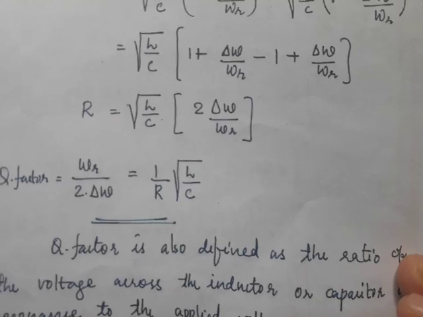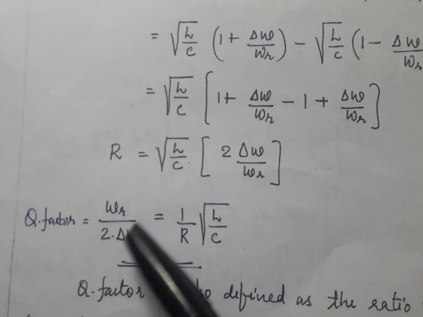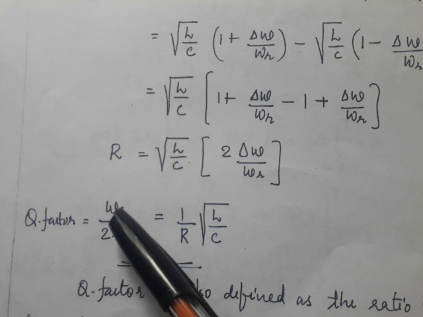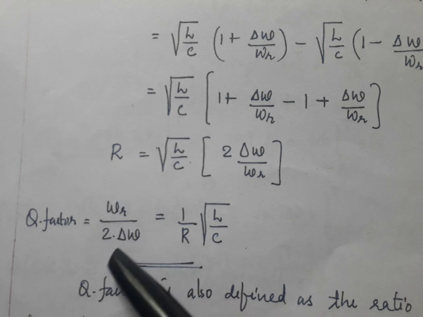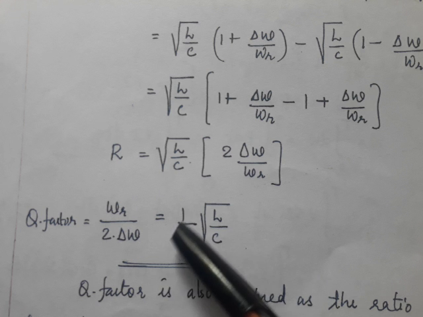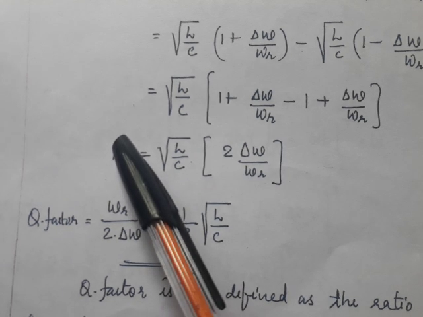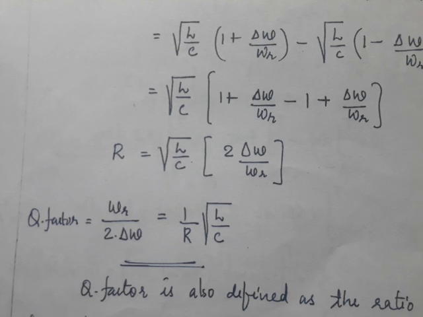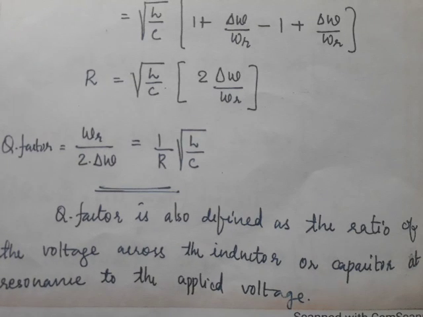Now this term is the ratio of resonant frequency to the bandwidth. Already we told Q factor is the ratio of resonant frequency to the bandwidth, omega R by 2 delta omega. This we get as 1 by R root L by C. Take this R here, it becomes 1 by R, and this term comes here, omega R by 2 delta omega. So this term is called the quality factor. It can also be defined in terms of voltage, but we do not need that much derivation. It can also be defined as the ratio of voltage across inductor or capacitor at resonance to the applied voltage. That is also possible. We do not go for that. We need this equation alone. That is enough.